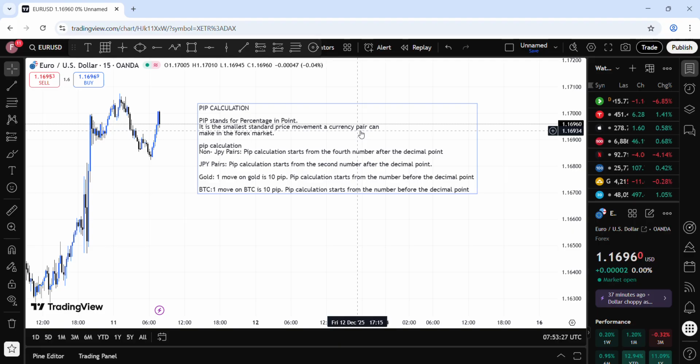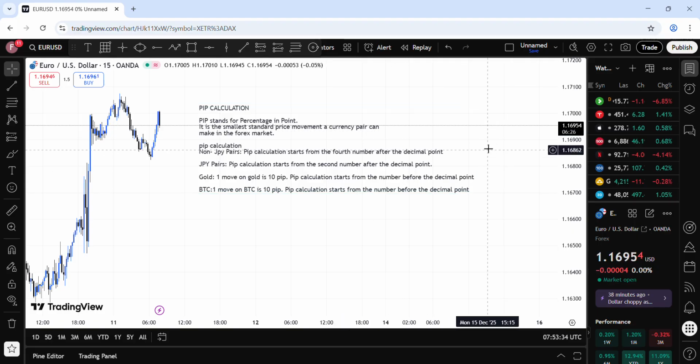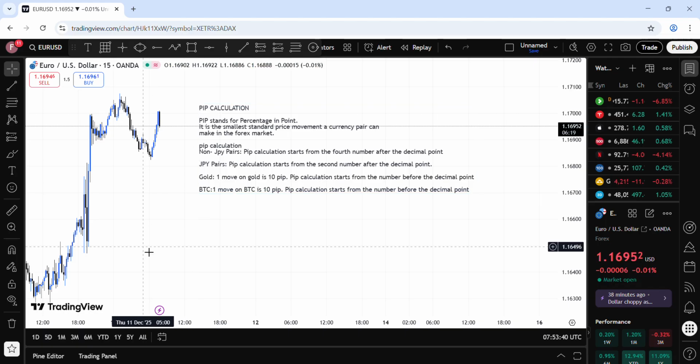Basically, a pip is the movement made in the market. How many steps has the market moved? How many steps has the market taken? How far has the market gone? That is what a pip is.